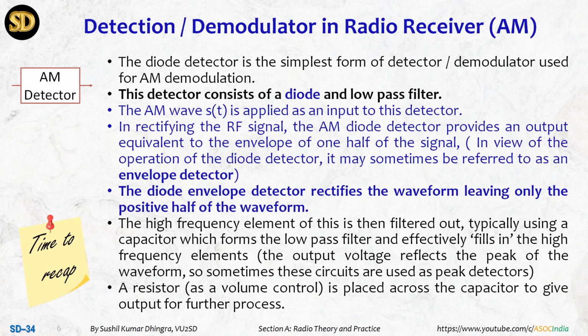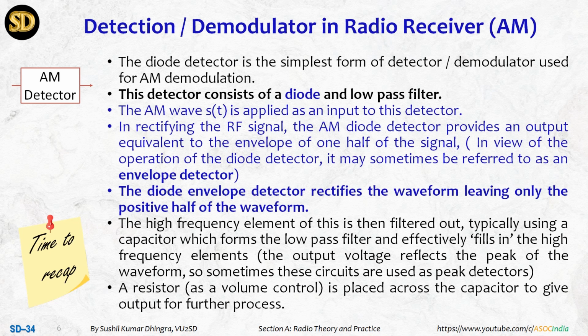Just to clarify, this diode envelope detector rectifies the waveform, leaving only what? Just the positive half, because it is a diode and it will give you forward bias. But this is a pulsating form. What to do with the pulsating form? We have to filter it. This high frequency, we have to remove it.